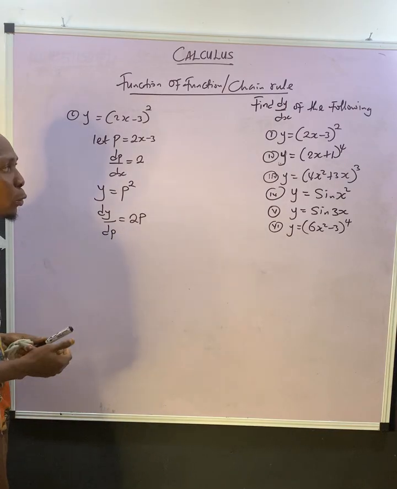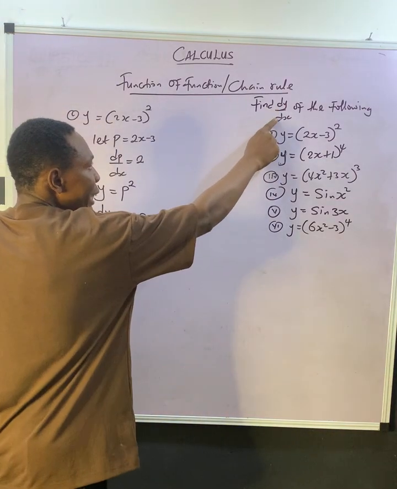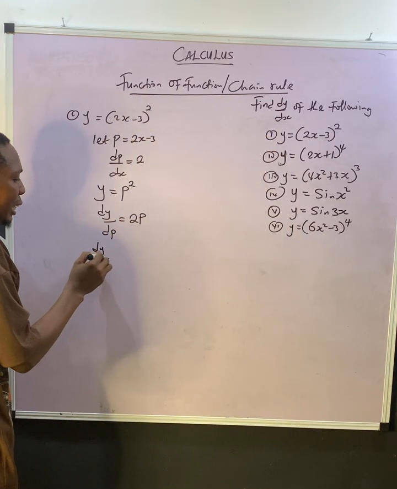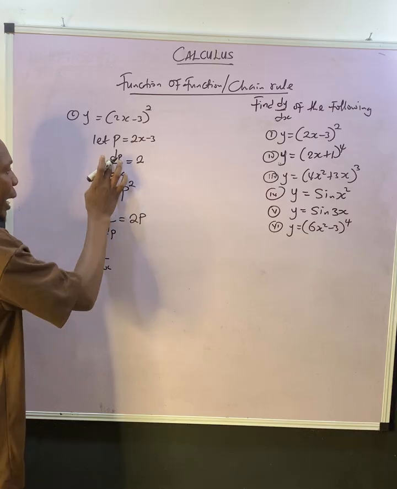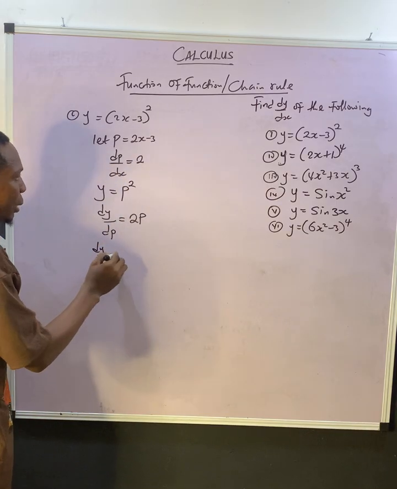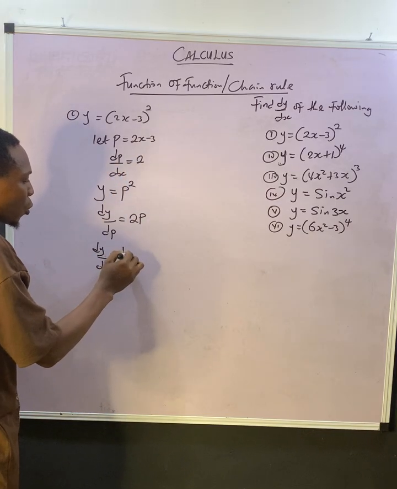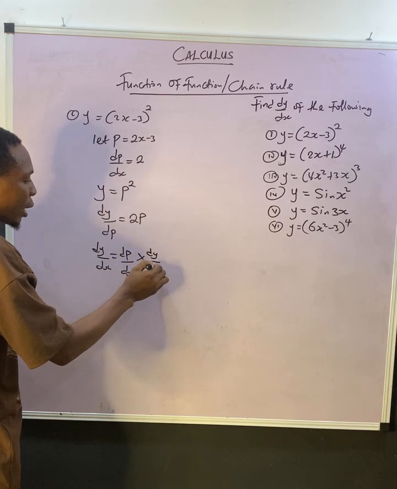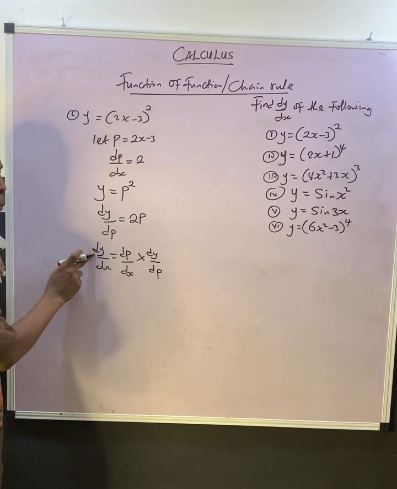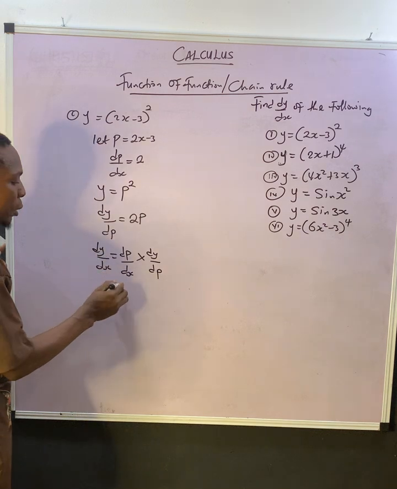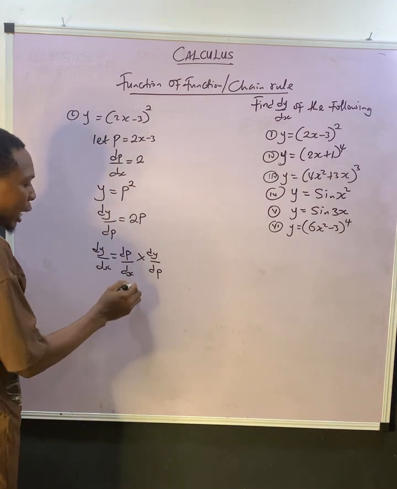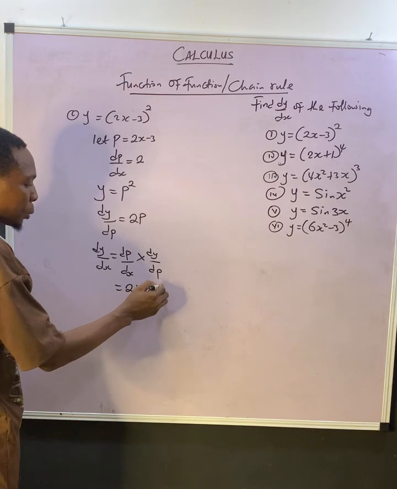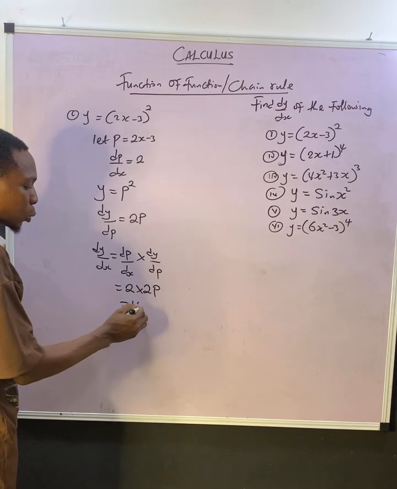What we are looking for is dy over dx. To get dy over dx, you multiply these two things together. So we have dp over dx times dy over dp. What's dp over dx? dp over dx is 2. Then dy over dp is 2p. 2 times 2p is 4p.